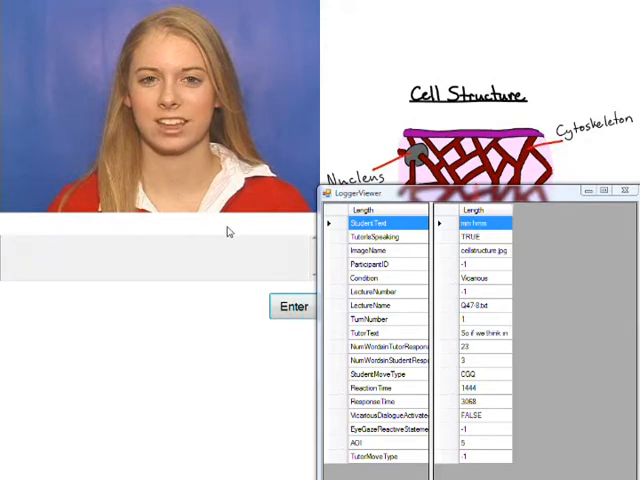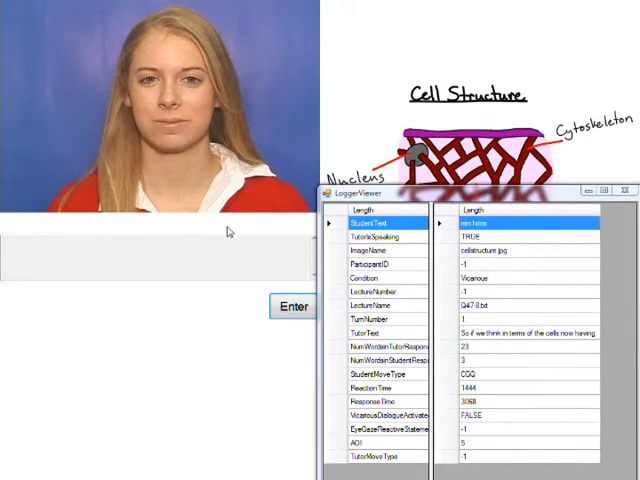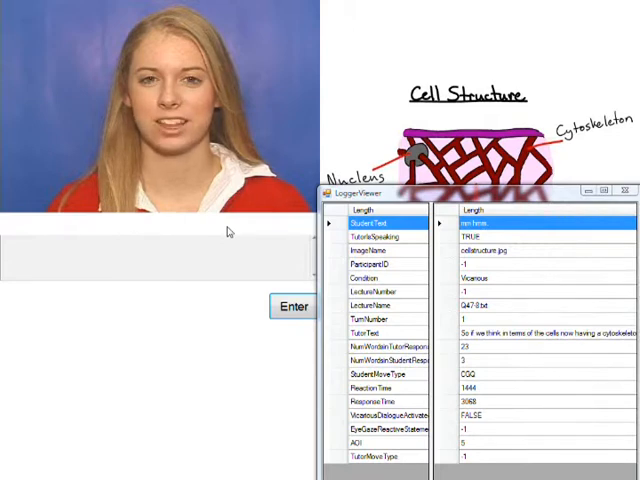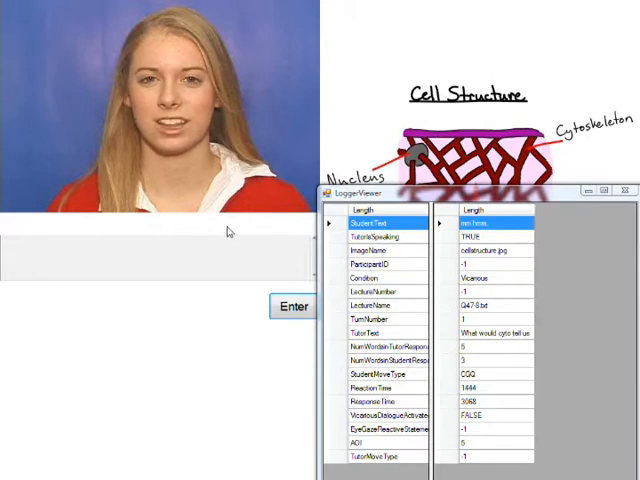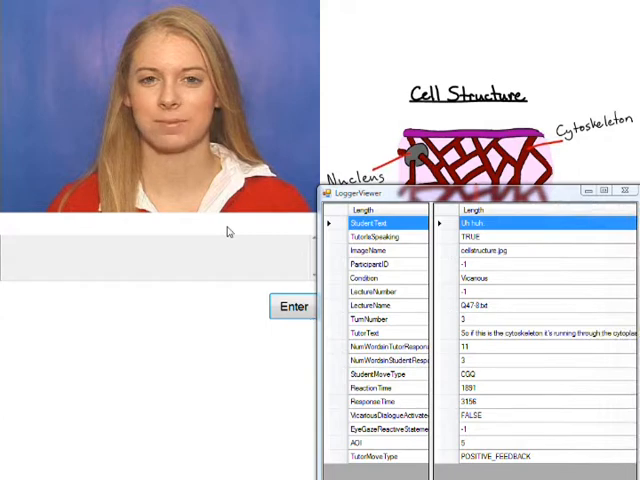So, if we think in terms of the cells, having a cytoskeleton should tell us two bits of information. What would cyto tell us? Yep. It's associated with the cytoplasm. Alright. So, if this is the cytoskeleton, it's running through the cytoplasm. Okay?